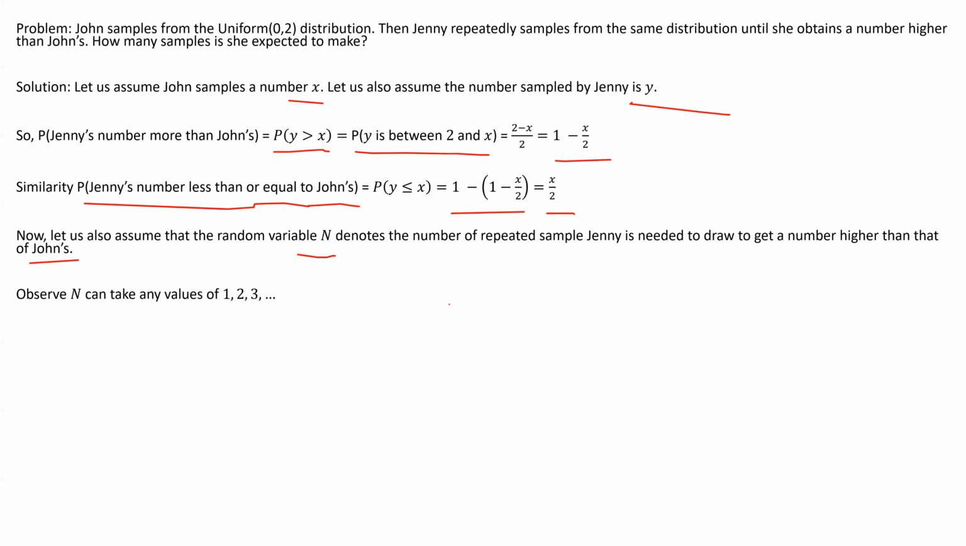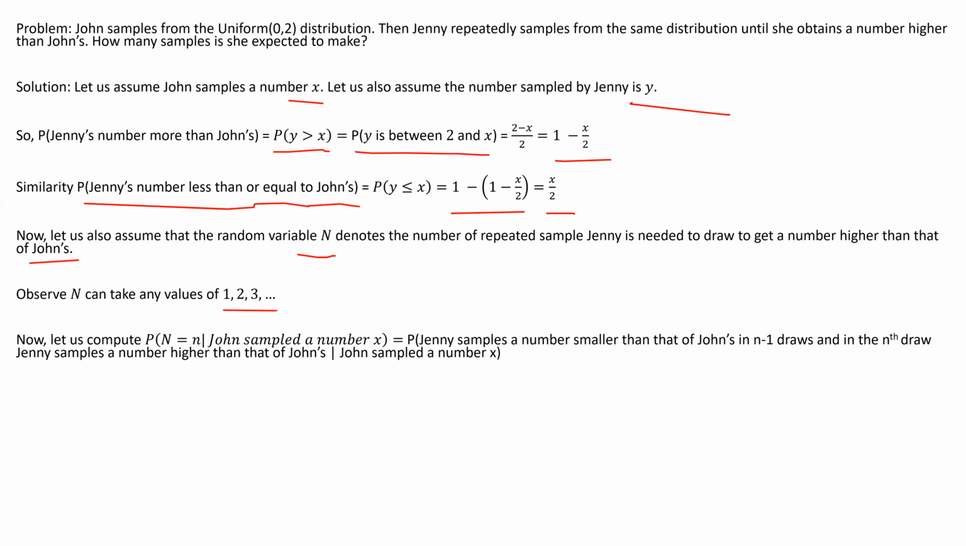Let's move forward and first observe that N can take the values 1, 2, 3, and it can go on. It can take infinitely large values as well. So how do we find the distribution of N? Let's first try to look at that.